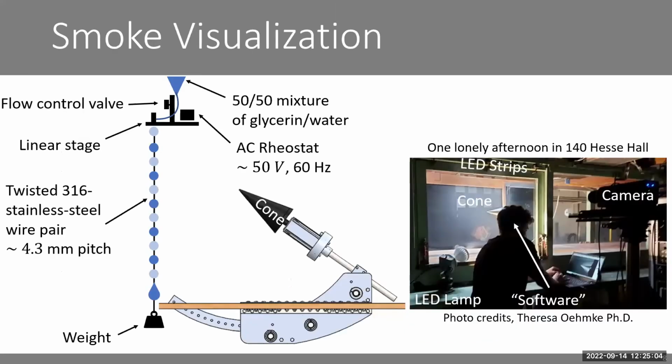Okay, so for the first set of experiments, we use the smoke wire technique, and this is going to give us a quick description of what that looks like. In essence, what we're doing is dropping a twisted steel wire pair through the test section. It's held in tension by a weight that's held outside of the test section. And we're dripping a 50-50 mixture of glycerin and water onto the twisted wire pair. Once it's fully coated, we heat the wire up with an AC rheostat with about 50 volts. And that's going to vaporize or generate these streak line patterns inside the wind tunnel.